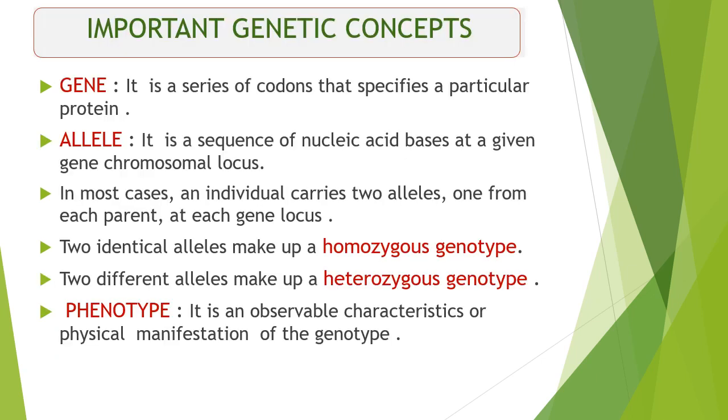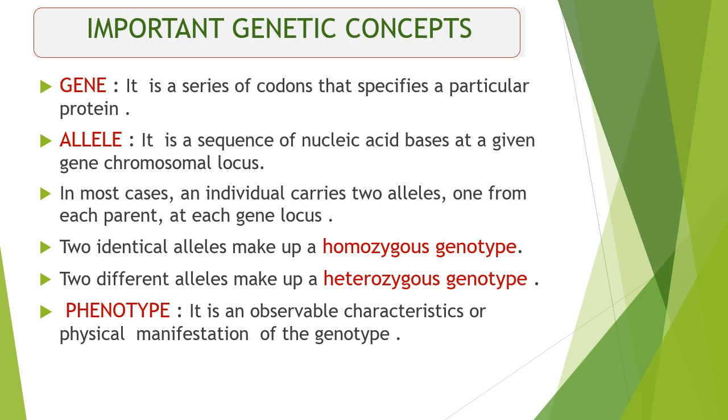Important genetic concepts. Now, in the formation of the DNA, there are two purine nucleotide bases, adenine and guanine, and two pyrimidine nucleotide bases, cytosine and thymidine. Three consecutive nucleotides form a codon. A gene is a series of codons that specifies a particular protein.